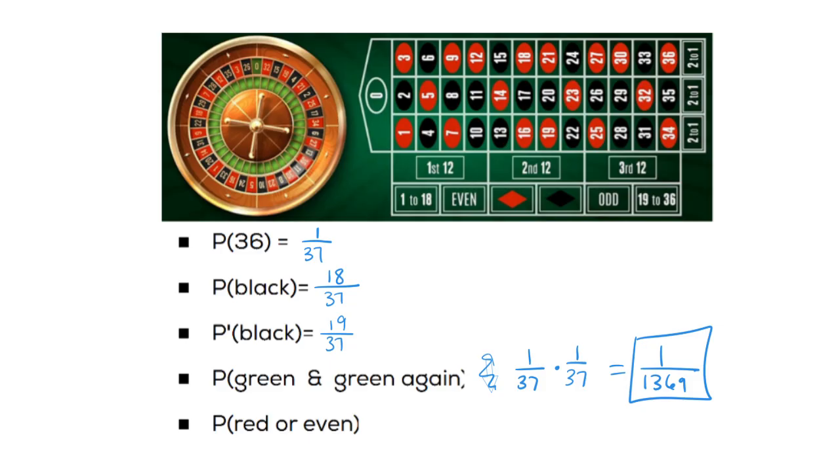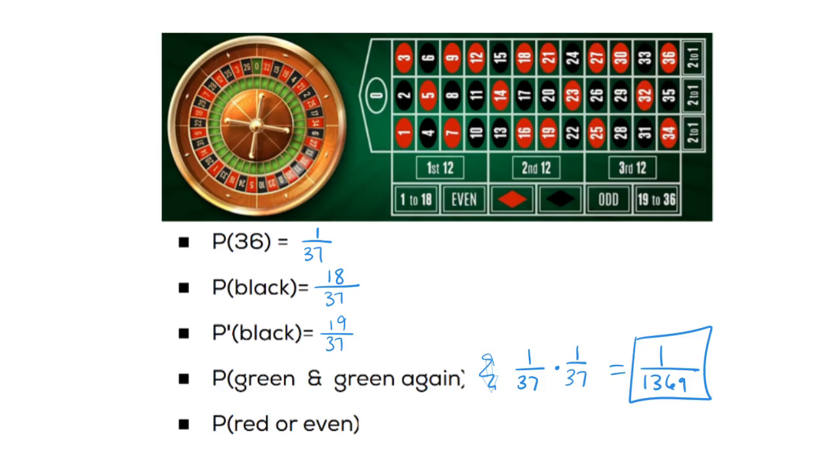All right, how about the probability that it is a red or an even? Okay, so remember, "and" was telling me to multiply, but "or" tells me to add. The probability that it is red, well, there were 18 of those.